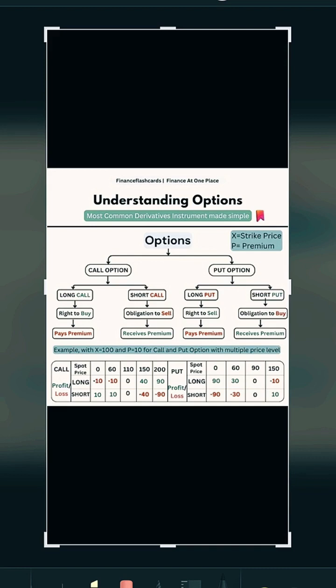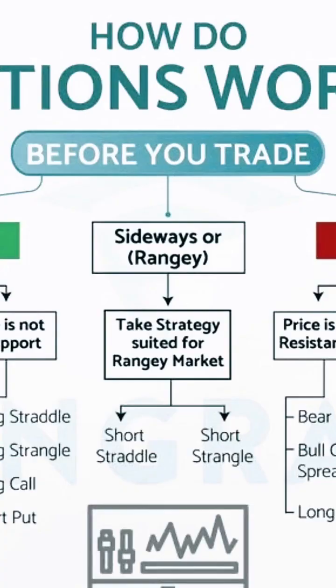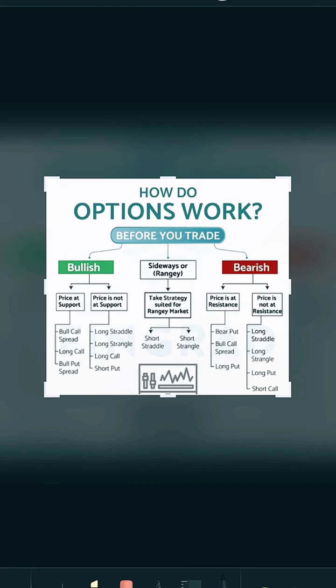So it says example with X equal 100 and P equals 10 for a call and put option with multiple price levels. It's just showing you that you can look at the spot price and basically get an idea of how much you're going to make or lose. So when you're receiving a premium, it's less risky than paying a premium. Those positions, like those covered calls and those calendar spreads, are less risky than just saying, hey, I think the price is about to go up or down.